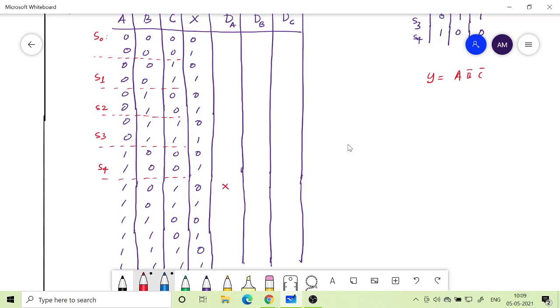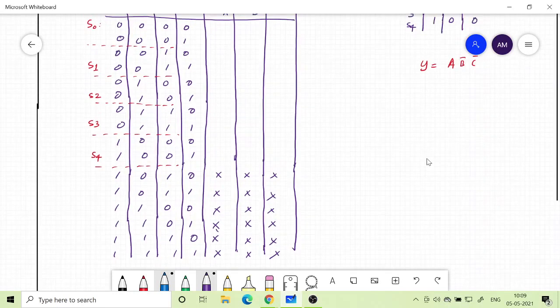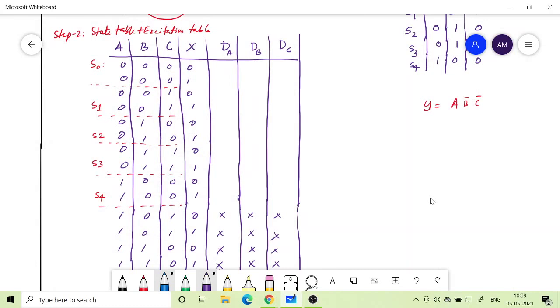So I can put X here. I only require 5 states. I don't want all the other remaining 3 states, I don't use them. That is 1 0 1, 1 1 0 and 1 1 1. Those states I'm not going to use, so I will put don't care cases.